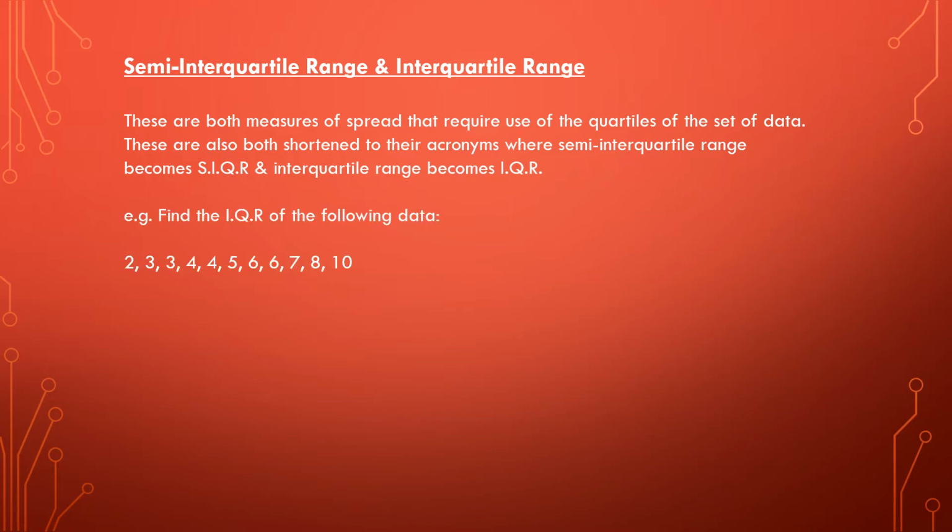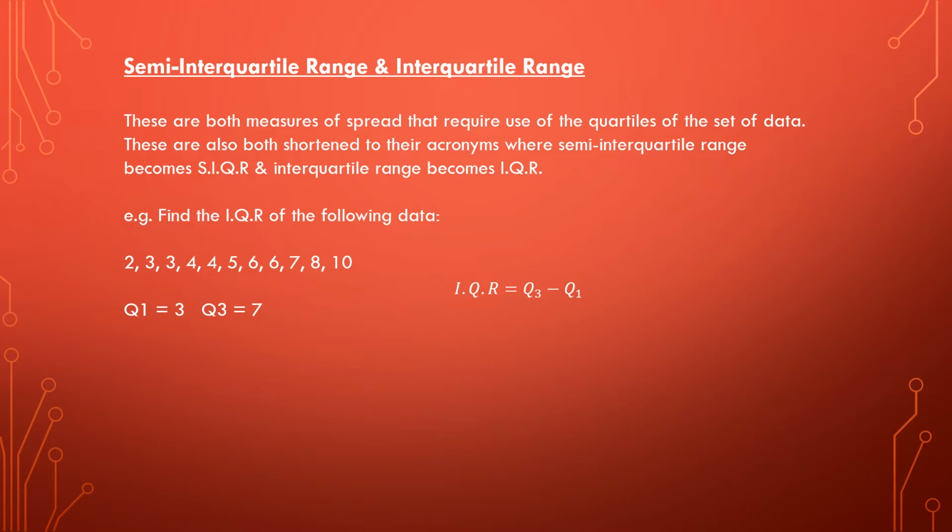So, what actually are they? Let's start with the interquartile range. We're going to find it of the following set of data: 2, 3, 3, 4, 4, 5, 6, 6, 7, 8, and 10. So, our interquartile range is just the range between our quartiles. So we need to do the highest quartile minus the lowest quartile. Before, when we found the range, it was just the highest value minus the lowest value. Here, our interquartile range is the highest quartile minus the lowest quartile, which means we're actually going to need to find these quartiles. So quartile 1, our lower quartile, is 3, and our upper quartile is 7.